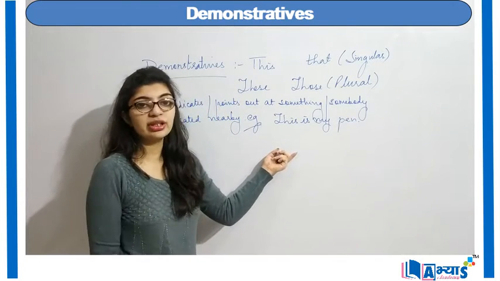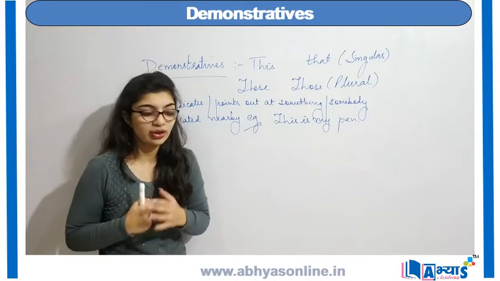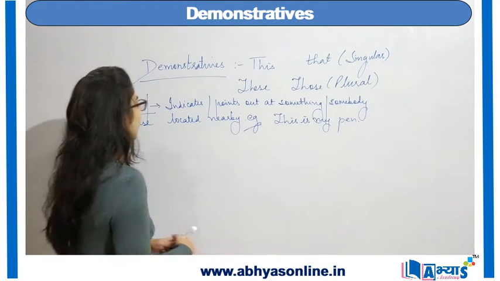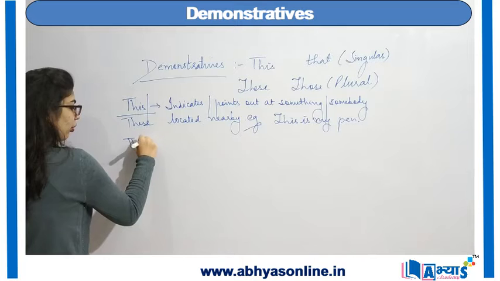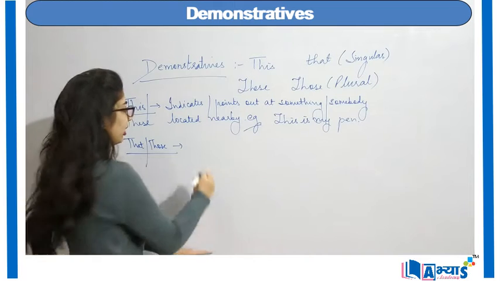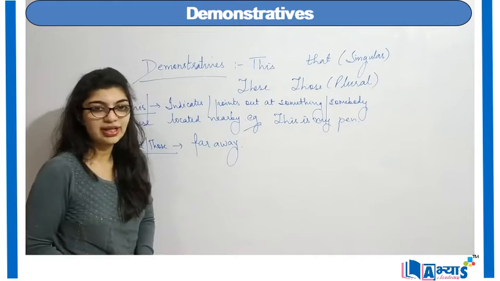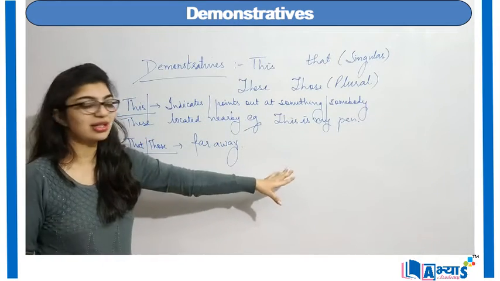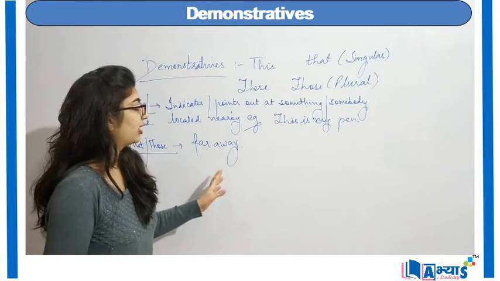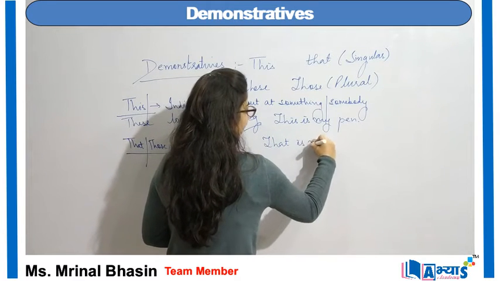Now, if I am using the word this, it means that the pen is nearby, or it is in my hand, or it is kept on the table which is just near to me, right? And that or those, they point out to something which is far away, right? This is used for something which is nearby. That or those is used for something or somebody which is far away. Like if I say that is my pen.